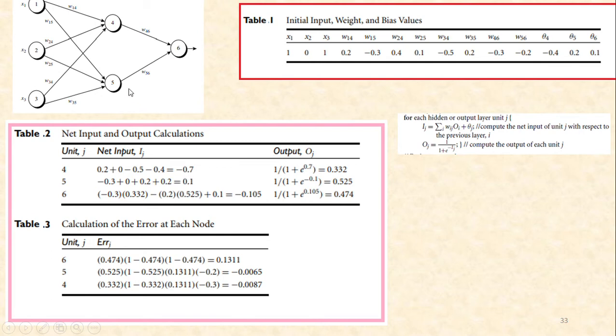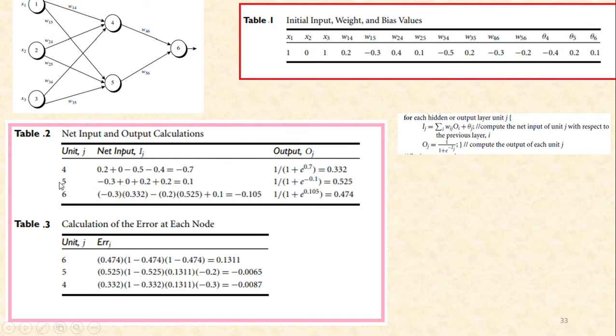To calculate the output corresponding to neuron 4, it is given by the equation Oj is equal to 1 by 1 plus e raised to minus Ij. Ij is the value which we have obtained here. So it is calculated as 1 by 1 plus e raised to minus of minus 0.7. It is equal to 0.332. So the output from this neuron is 0.332.